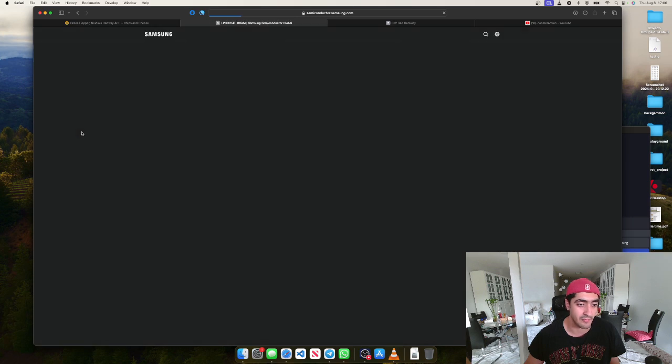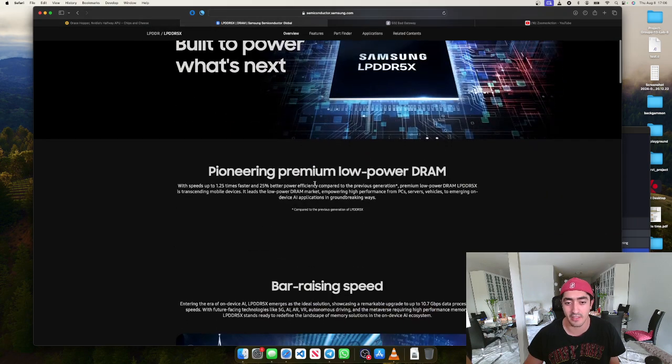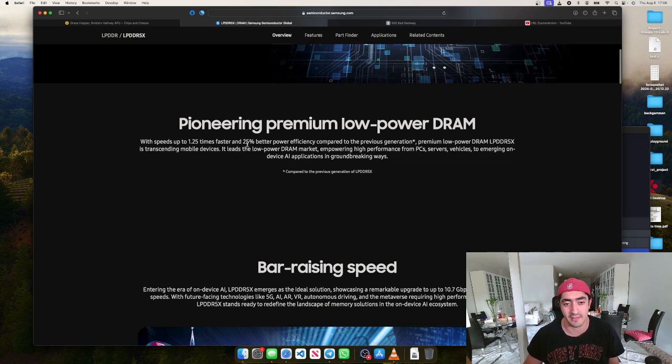Alright, so Samsung makes these. Built to power, what's next? Pioneering premium low power DRAM with speeds up to 1.25 faster and 25% better power efficiency compared to the previous generation. Premium low power DRAM. LPDDR5X is transcending mobile devices. It leads the power DRAM market, empowering high performance from PCs, servers, vehicles to emerging on-device AI applications in groundbreaking ways.